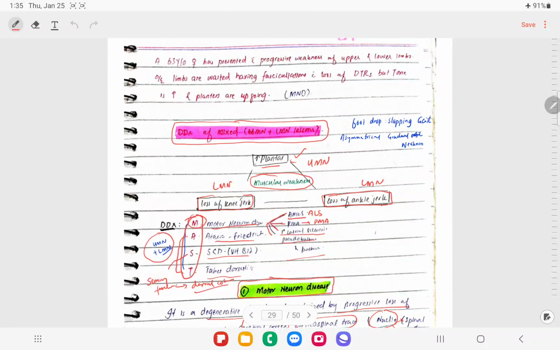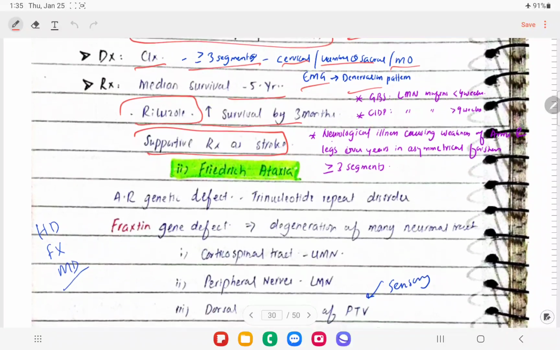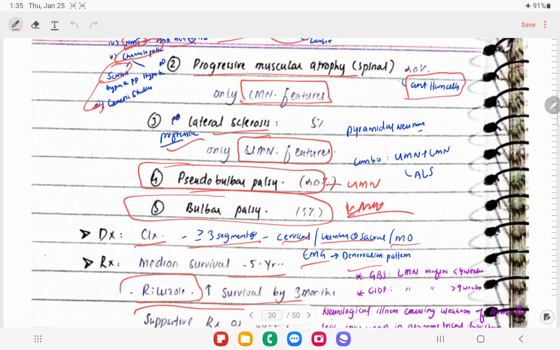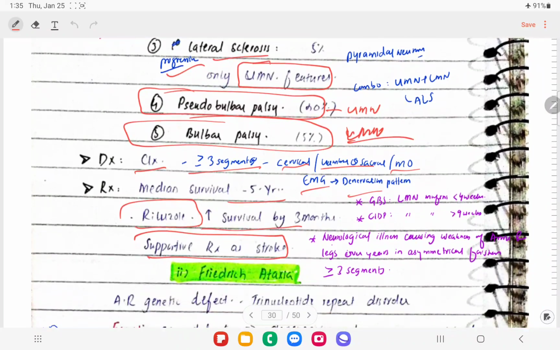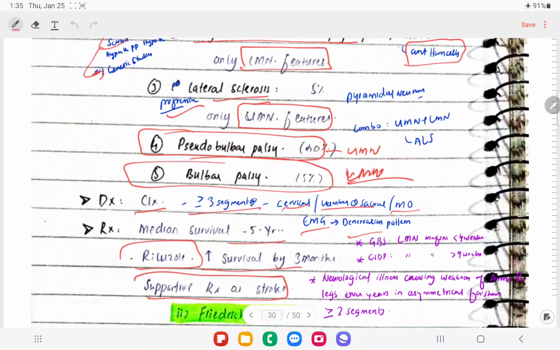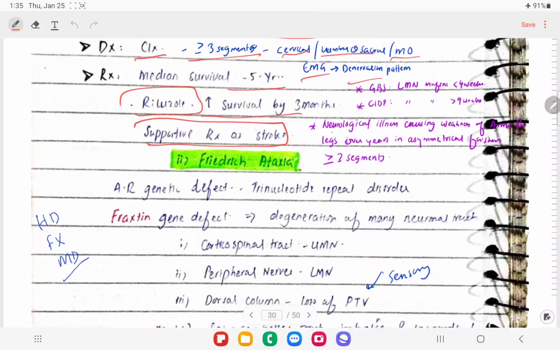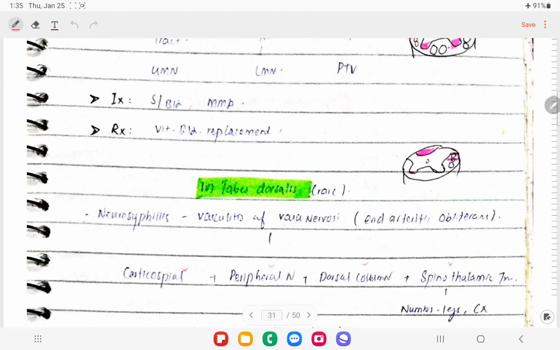Okay, all right. So let's discuss another disease that is called Friedreich ataxia, right? I have gone through motor neuron disease, and in that I have discussed the other diseases as well, and I have discussed the features of that, right? So that's all about ALS, right? I'm going to discuss Friedreich ataxia, subacute combined degeneration, and tabes dorsalis in the next video, right? So that's all for today.